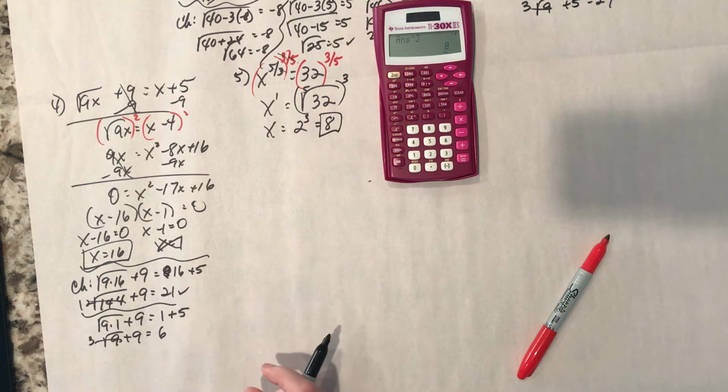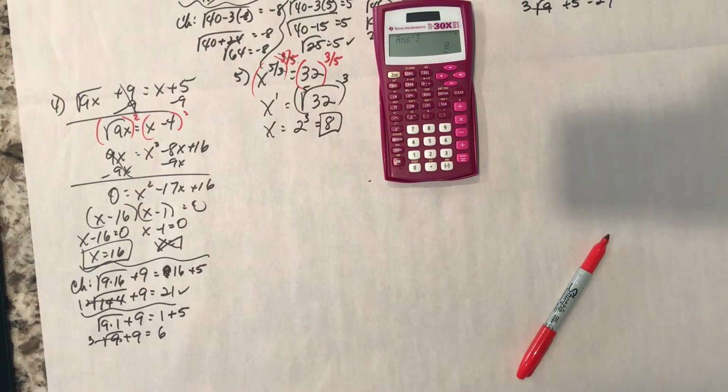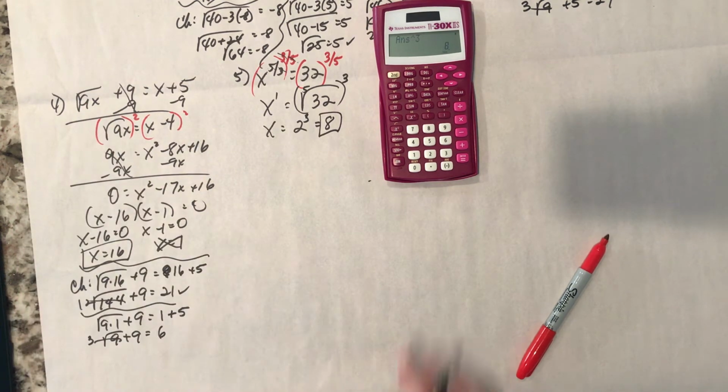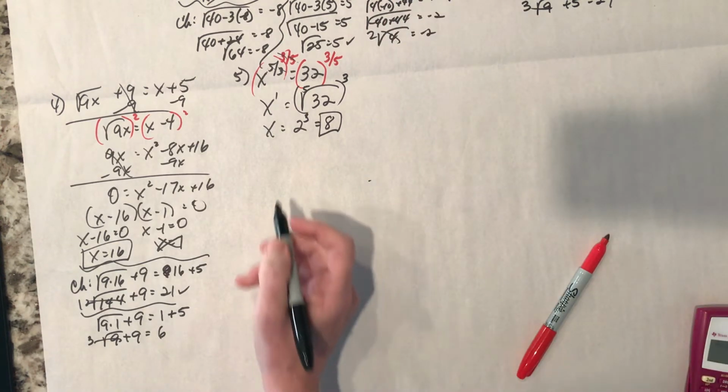You don't need to check these like we did on 1 through 4. 1 through 4 had radicals to begin with. That's when you've got to do your own checking. These others will work. Okay, let's look at number 6.